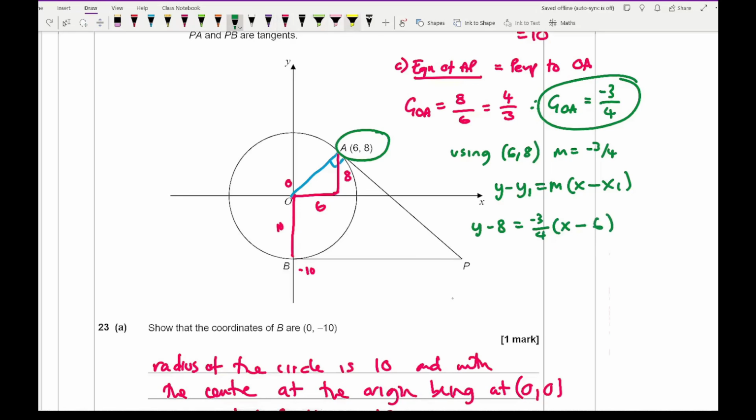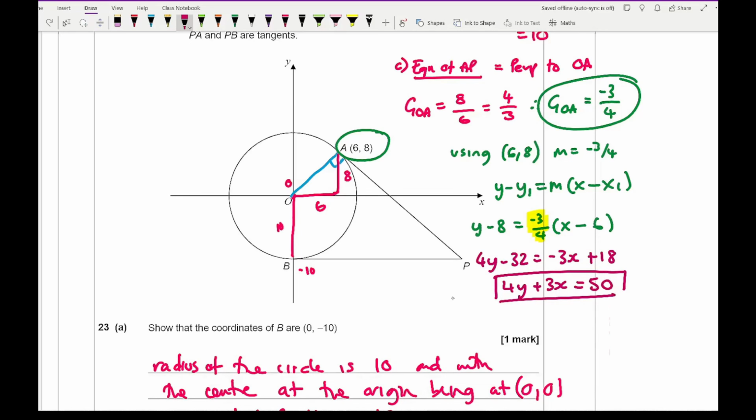Now with this, there's a number of things you can do. Personally, I'm going to get rid of this fraction, so I'm going to multiply both sides by 4, so I get 4y minus 32 equals, and I expand the bracket, so I get minus 3x plus 18. Then from this, it becomes easier for me to write the equation. So I get 4y plus 3x equals 50.